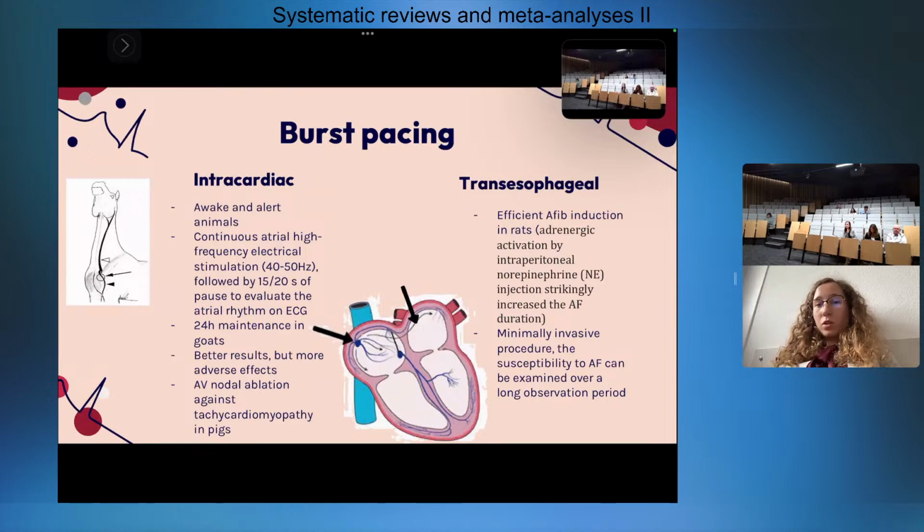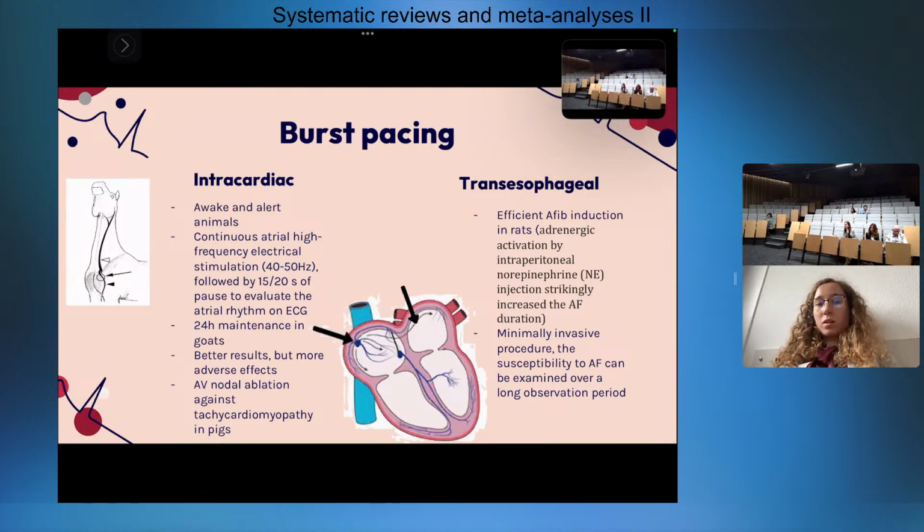The most prevalent mechanisms that are used, after a thorough analysis of different experiments, was burst pacing, which consists in the introduction of a catheter directly intracardiacally or indirectly through the esophagus in different kinds of animals, and then the electric stimulation.